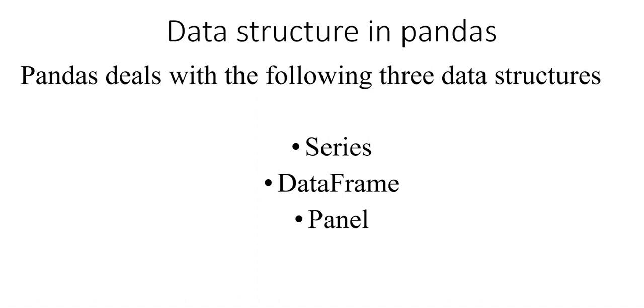And when it comes to the panel, it is a general 3D labeled data structure. Its size is mutable. That means you can increase or decrease it. They are growable in nature. So series is immutable, a one-dimensional column which is homogeneous. A data frame is two-dimensional. A panel is three-dimensional.